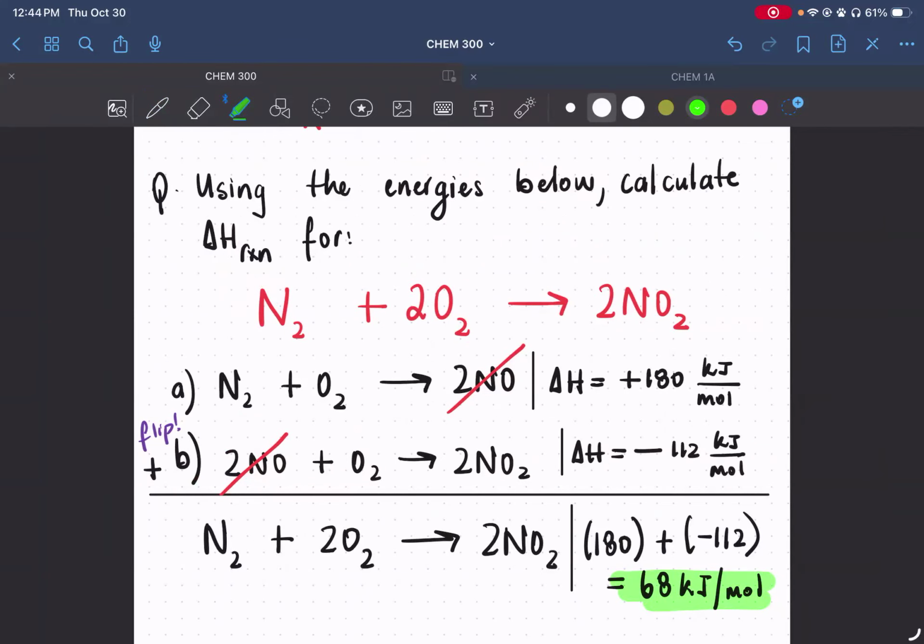And this is the utility of Hess's law. It takes a simple idea: the total energy taken is a sum of the individual energies. But occasionally we will need to manipulate the given equations to get to that energy.